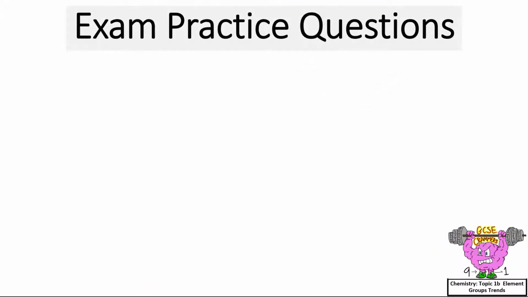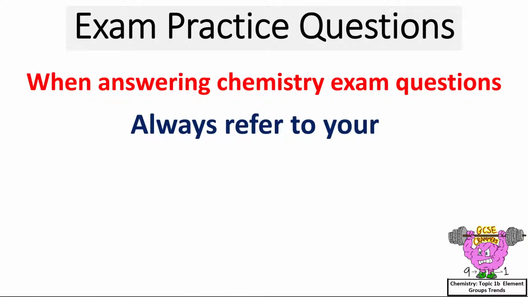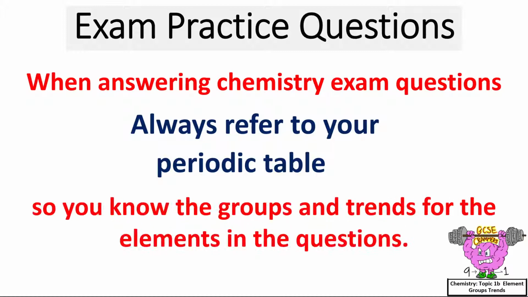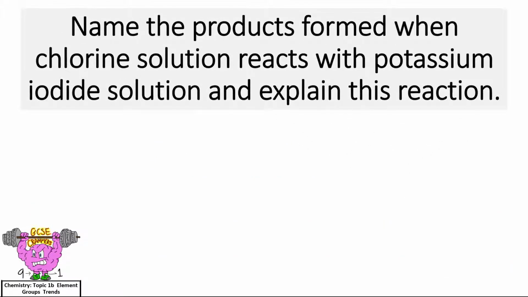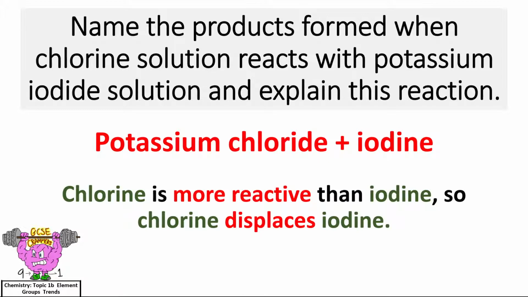Exam practice questions. When answering chemistry exam questions, always refer to your periodic table so you know the groups and trends for the elements in the questions. Name the products formed when chlorine solution reacts with potassium iodide solution and explain this reaction. The products formed are potassium chloride and iodine because chlorine is more reactive than iodine, so chlorine displaces iodine.